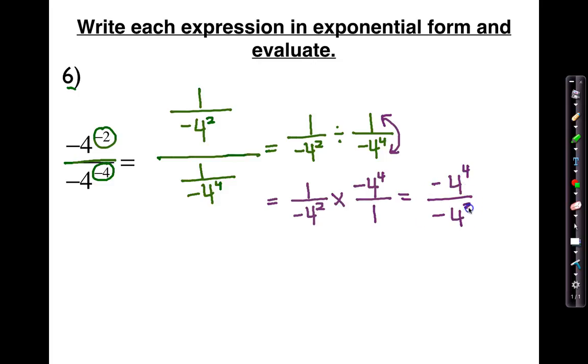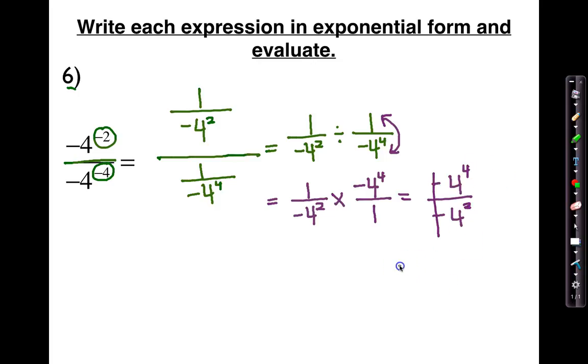So now this is going to leave me with the opposite of 4 to the 4th over the opposite of 4 squared. Notice here, my base is not a -4. My base is just 4, and we're taking the opposite of it. Because of that, I can figure out right now, is my answer going to be negative or positive? Well, negative divided by negative is a positive. So I know for a fact my final answer is going to be positive.